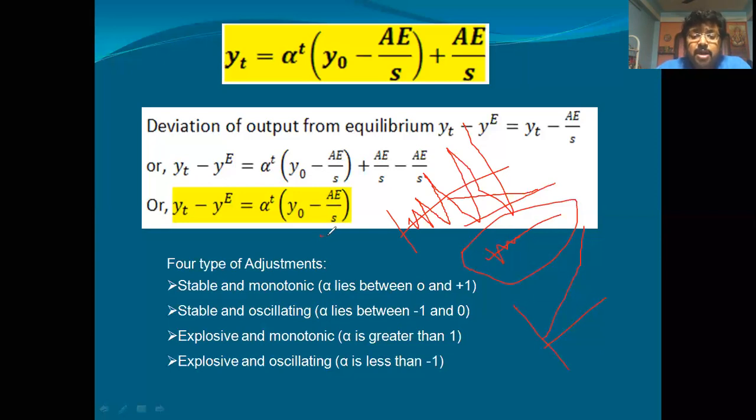Generally S, that is the marginal propensity to save, is less than one. Why? Because marginal propensity to save plus marginal propensity to consume is equal to one. So marginal propensity to save is naturally less than one. And the capital output ratio is generally greater than one.